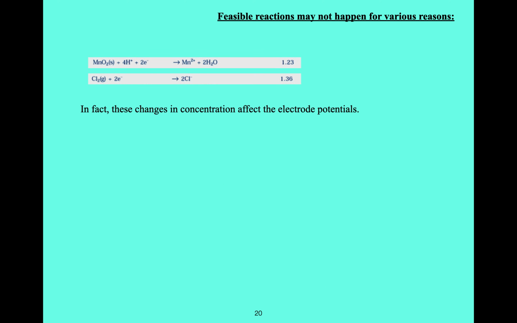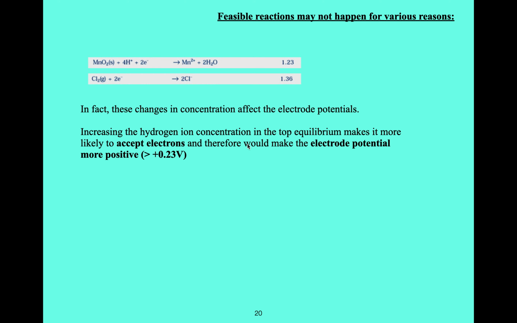Let's continue with this system a second. The changes in concentration affect the electrode potentials. So if we increase the hydrogen ion concentration in the top equilibrium, then it makes it more likely to go to the right to accept electrons. This would make the electrode potential more positive.